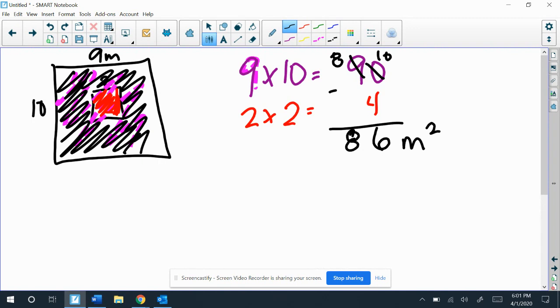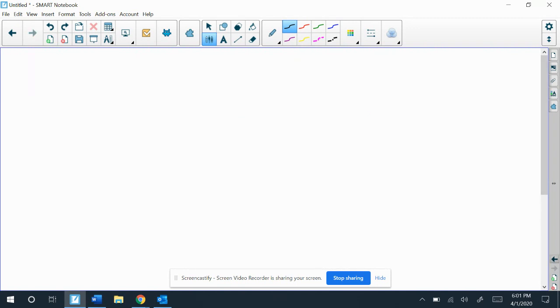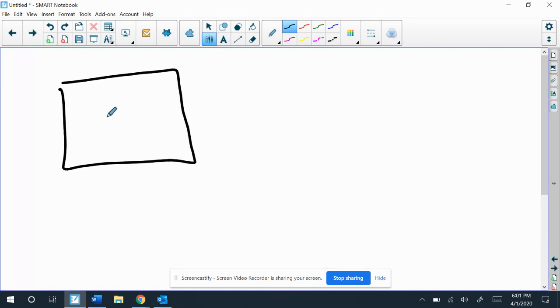Now it's time for us to do this one. Go ahead and draw the shape. See if you can figure it out. I have a 3 here, 6 here, 12 feet up here, and 13 right here. Let's see how you did.